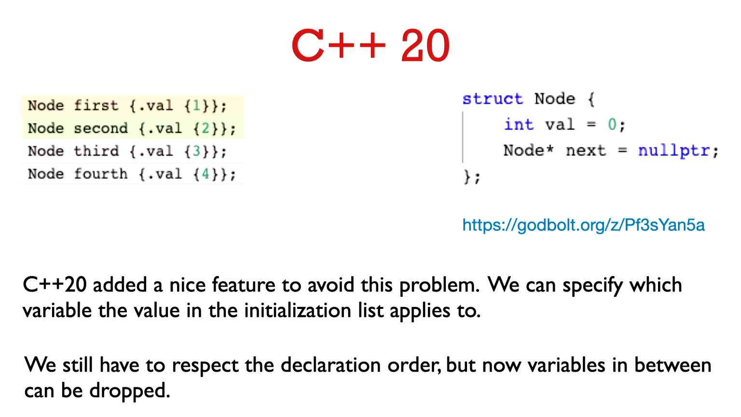I just wanted to quickly mention that in C++20, a feature has been added to deal with this problem. Now we can actually specify which variable each item in the initialization list refers to. You see I've done that with this .val here. The variables still must follow the declaration order, but now we can have gaps, or we can leave some variables out. So now if I declared another variable before val in my node struct, like I did in the previous slide where I had this previous pointer, my code would still compile.